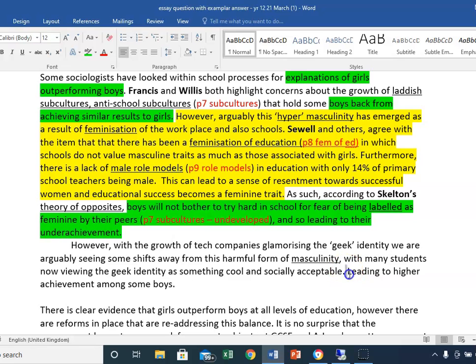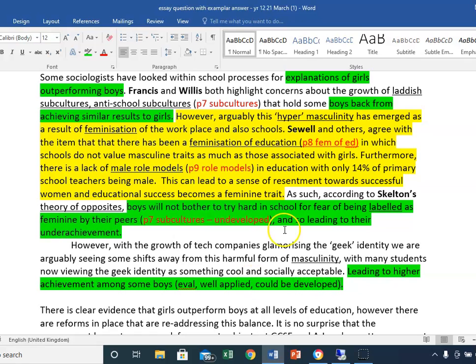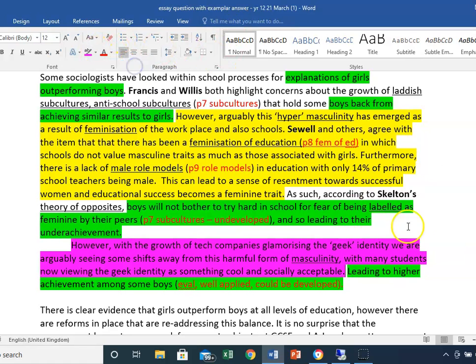Leading to higher achievement among some boys. So that's really clear application. I would like to see some development about this, by the way. So this is good evaluation, well applied, could be developed. Because I would like to see some discussion about the fact that that's much more likely to be middle class boys, for example, than working class boys. But it is excellent evaluation, the whole use of the geek identity, which some of you might have come across. If you haven't, you've learnt it here, which is great.